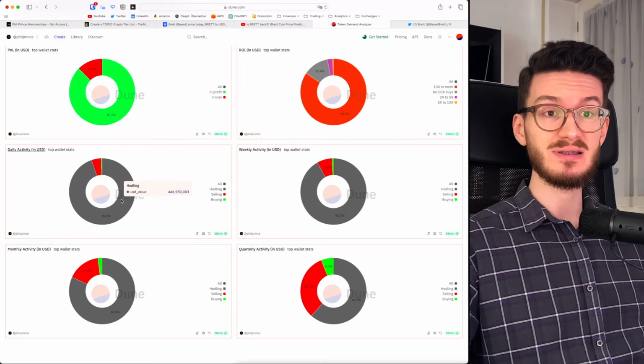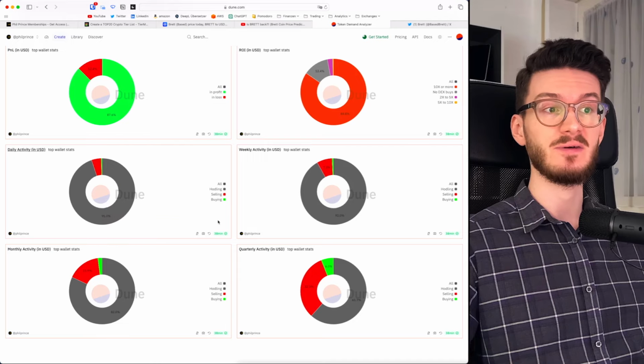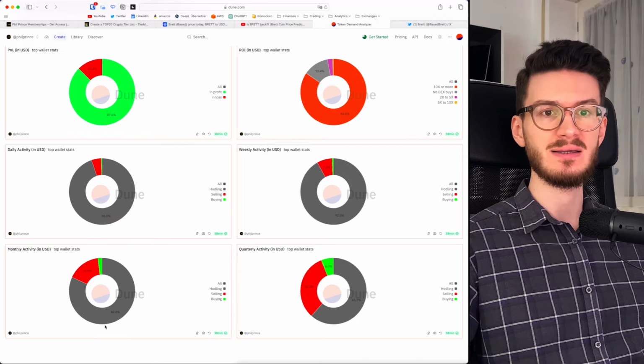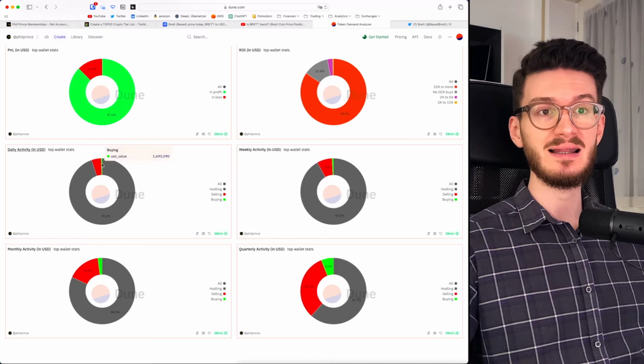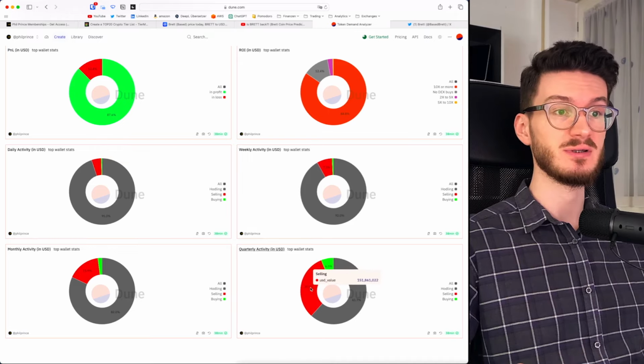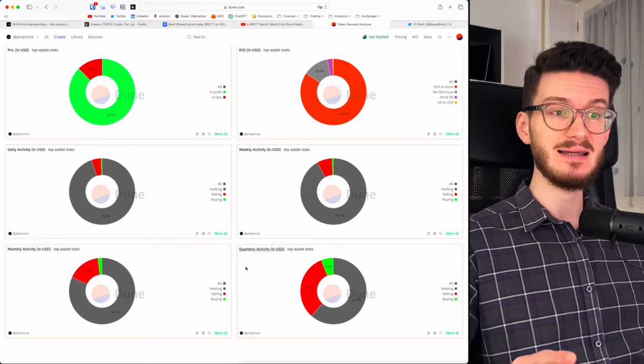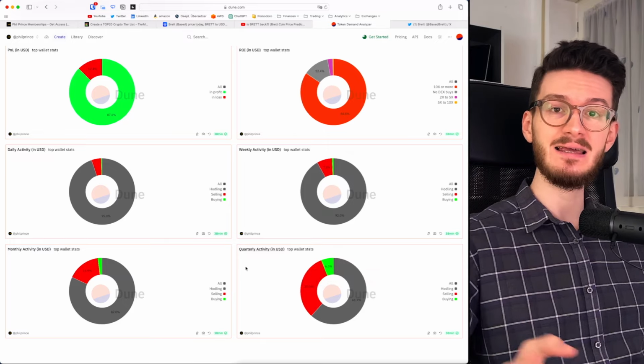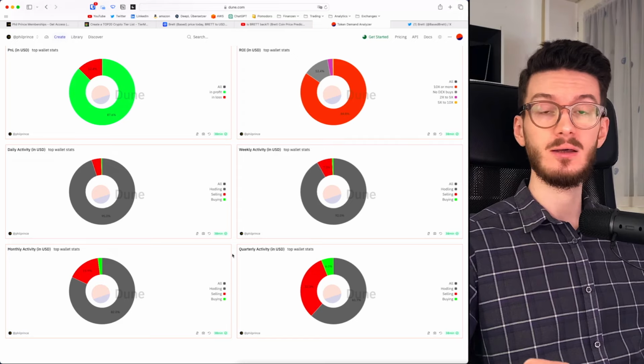Yes, it's mostly hodling on a daily basis, 95%, 92% on a weekly basis, 82% on a monthly basis. But we have constantly way more selling than buying. On a quarterly basis, this is most obvious, 32% selling. This means that exchanges are selling into the pump continuously.